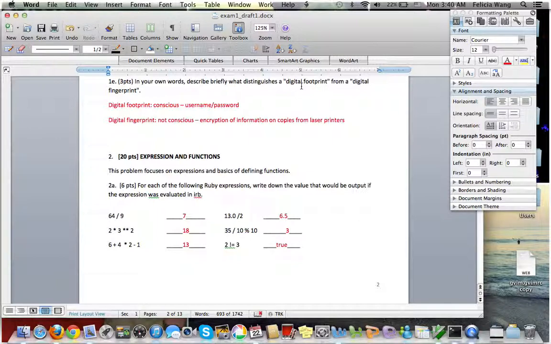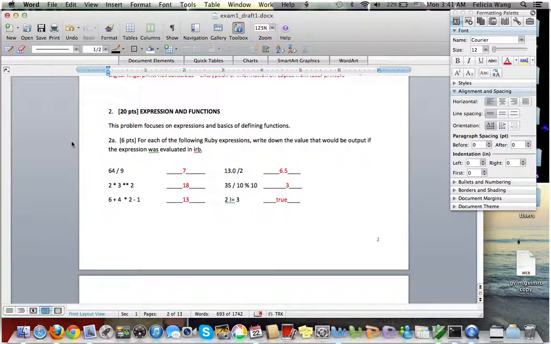Okay, so 1E. In your own words, describe briefly what distinguishes a digital footprint from a digital fingerprint. Another homework question. Basically what I was looking for is that a digital footprint is something you consciously leave behind. So if you're signed in somewhere and you have your username and password, you obviously probably know that you're traceable. A digital fingerprint is something that you don't consciously leave behind. So we talked about laser printers and the encryption that they leave with the serial number, time and date, stuff like that. Most people didn't have a problem with that.